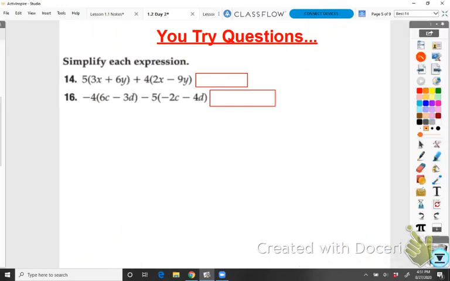And lastly, here are the two you-try questions. You can split this workspace and put number 14 here, number 16 here, and then you can write your answers up in the boxes. The Google form is going to ask you to input the answer to number 16, so I can see how well you understand this before we discuss it the next day.